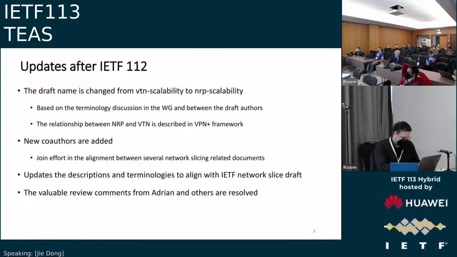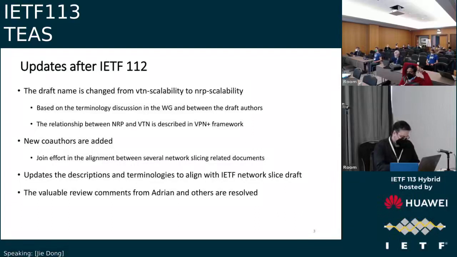So here are the updates after the last IETF meeting. Basically, the major change is that the name of the draft is changed from the VTN scalability to the NRP scalability. This is based on the terminology discussion in the working group and also the discussion between the draft authors. We think the concept of NRP and the VTN are really similar, but with different context. So it is better to align the terminology in this document with the framework draft about network slicing.